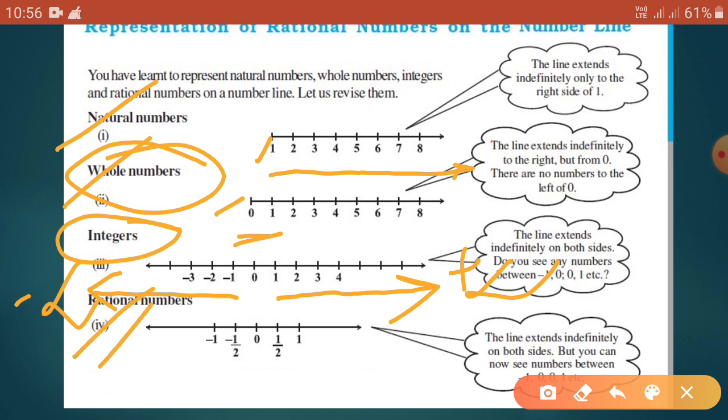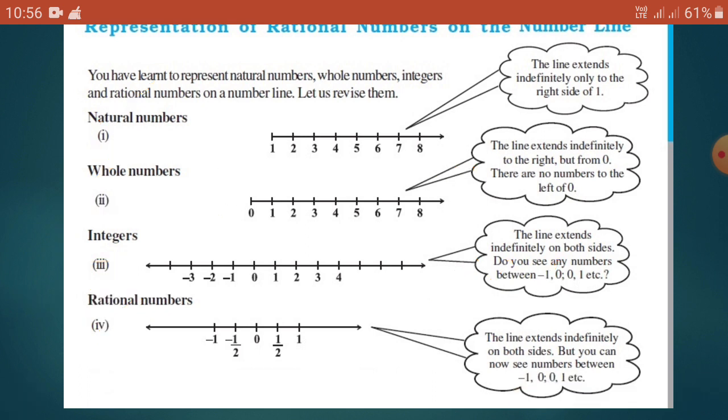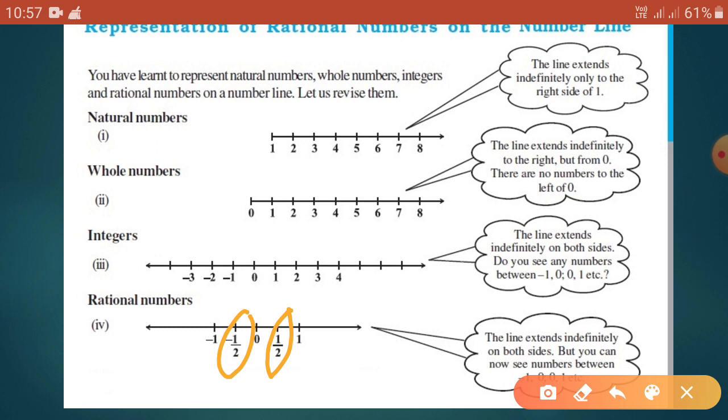And then the rational numbers. For the rational numbers, the line extends indefinitely on both sides, but you can see that the number between minus 1 and 0 is minus 1 by 2, and between 0 and 1 is 1 by 2. Got it? We have already discussed this. So we can represent all those numbers on the number line. Got it? Go to the next slide.